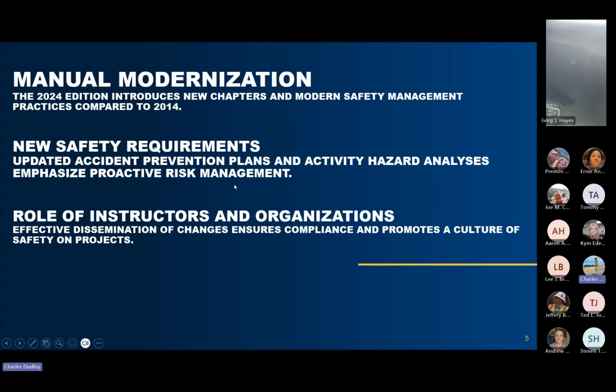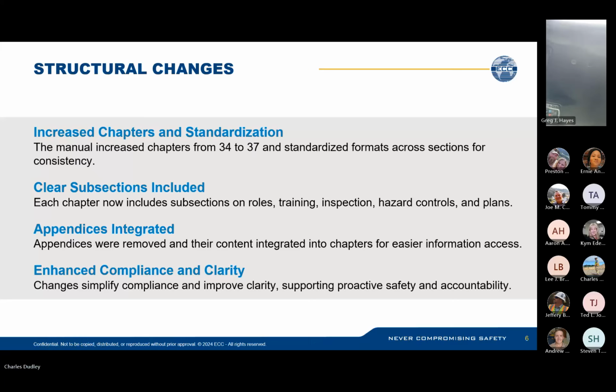So structural changes. It went from 34 chapters to 37 and then standardized the format like we talked about, right? Each chapter now includes clear subsections for roles and responsibilities, training, inspections, hazards, and the plans.